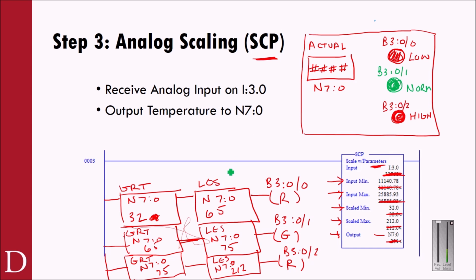So you can see how simple it is, by wiring up our analog input to a thermistor and wiring it to the screw terminal associated with I:3.0, using scale with parameters, I can get my value out from 32 to 212 right here. That's going to be my scaled value. And then by using some simple compare instructions and having those turn on these different binary files, and by the way, I've also stored the temperature in N70, I can display the temperature here, and I can also have a red, green, or red light to tell me if I'm in an alarm condition or a normal condition for the temperature value I'm concerned about.